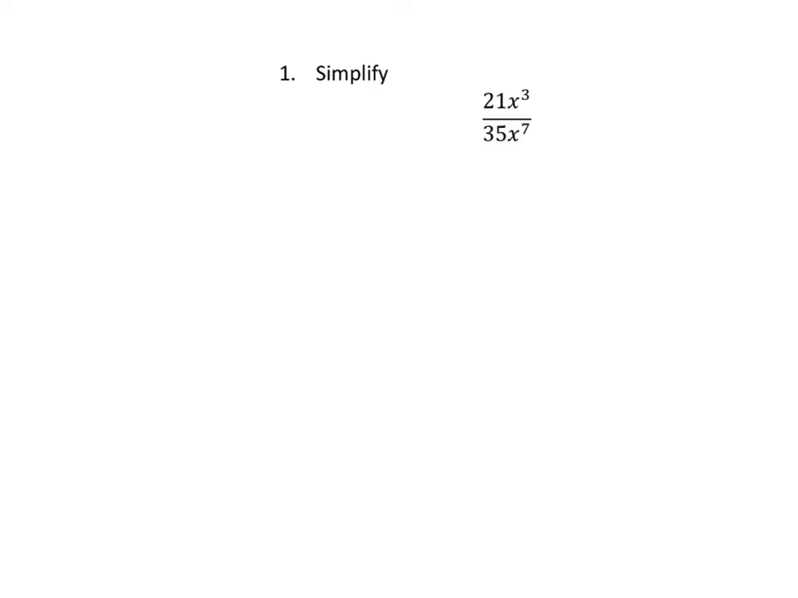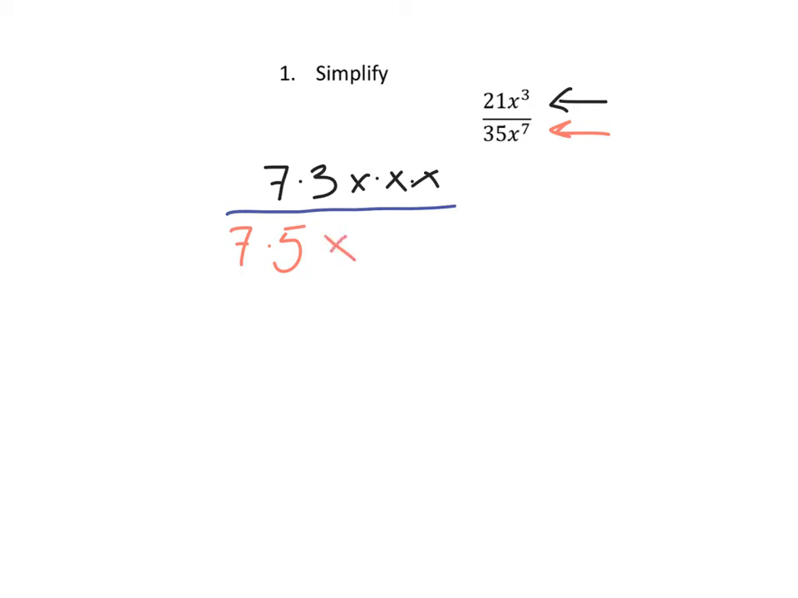When solving rational expressions, sometimes it's easy to break down both the numerator and the denominator into their individual factors. So for example, if I take a look at the numerator here, that is 21x to the third. That is 7 times 3 makes up the 21, and there's 3 x's because of x to the third. If I look at my denominator, 35x to the 7th, that is 7 times 5 will get you to 35, and then 1, 2, 3, 4, 5, 6, 7 x's.